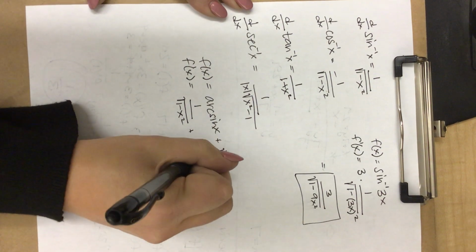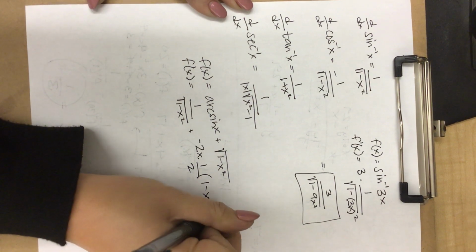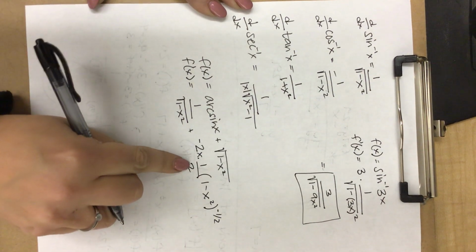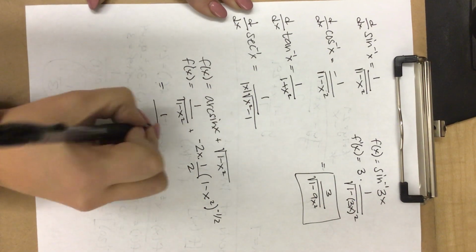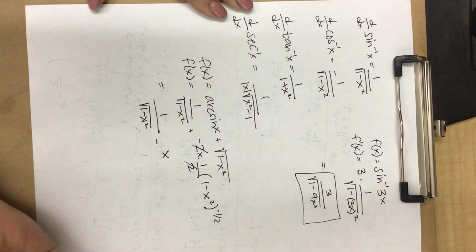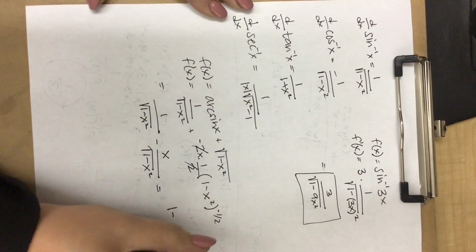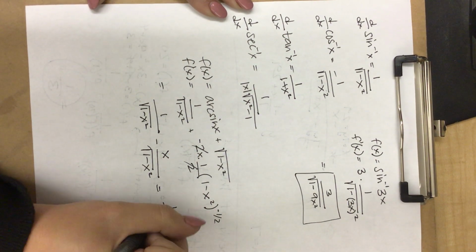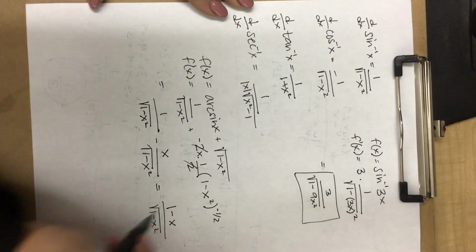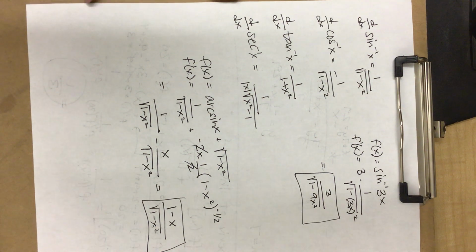Plus, and then we've got chain rule, derivative of the inside, and then distribute your exponent and subtract 1. So I get 1 over square root 1 minus x squared. These cancel. So I have minus x over that. So I get 1 minus x over square root 1 minus x squared. And then you could rationalize, but no need at this point. Okay. All right.